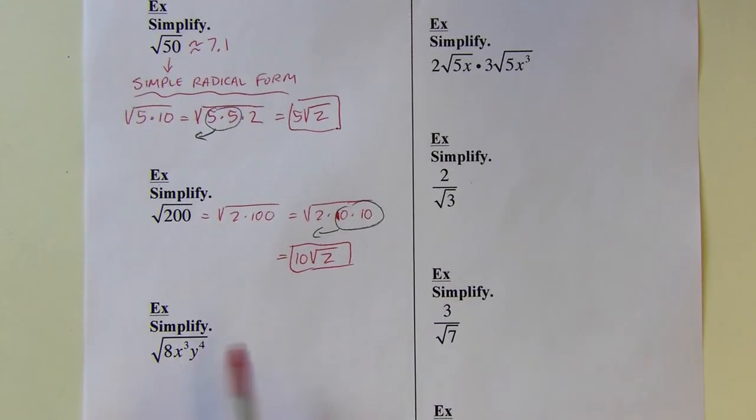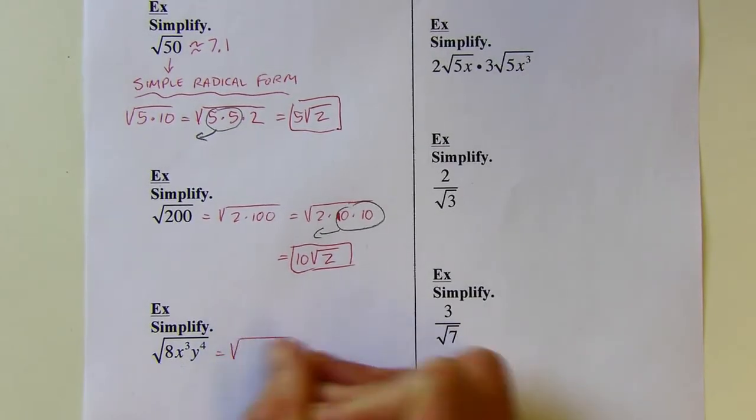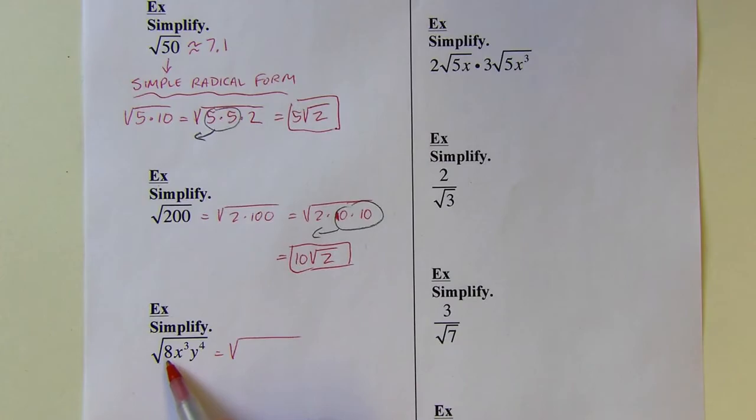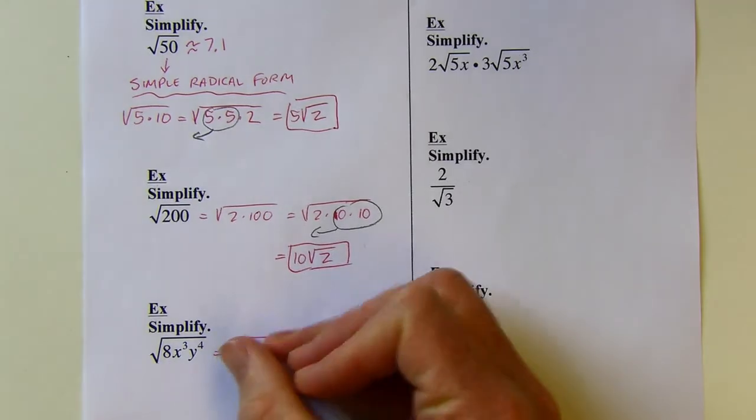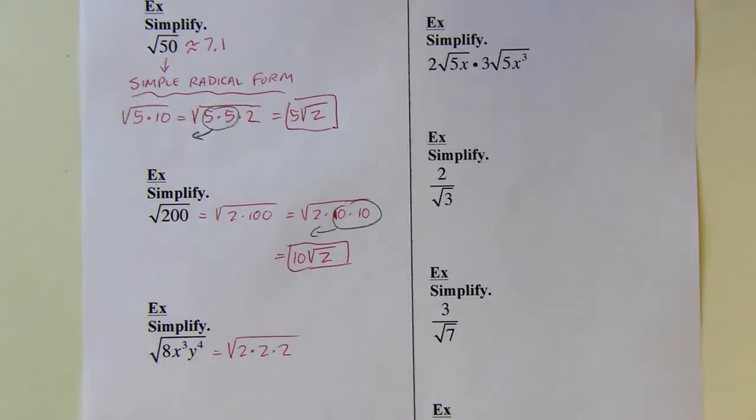We can also do this when we have variables. I'm going to use the same technique. So I'm just going to start breaking up the 8, and I'm going to do this all in one step. 2 times 4 would be 8, right? But 4 would be 2 times 2. So if I broke down the 8 all the way, there we go.